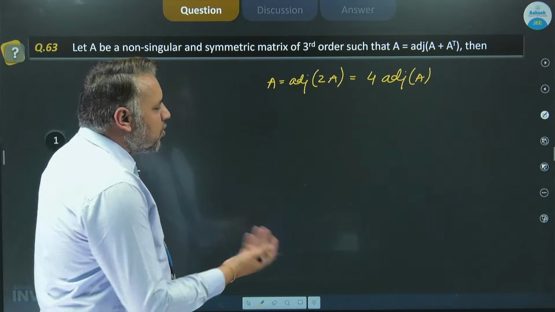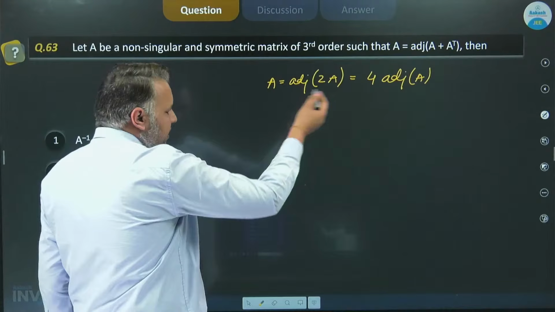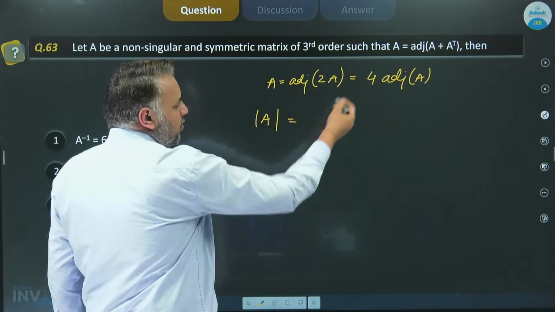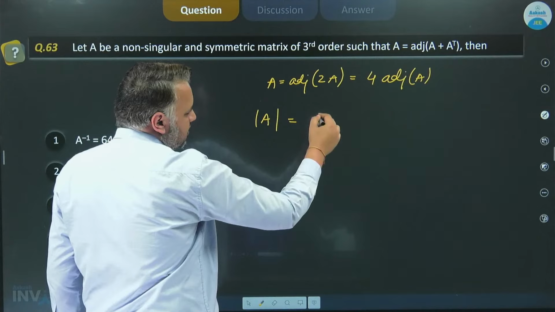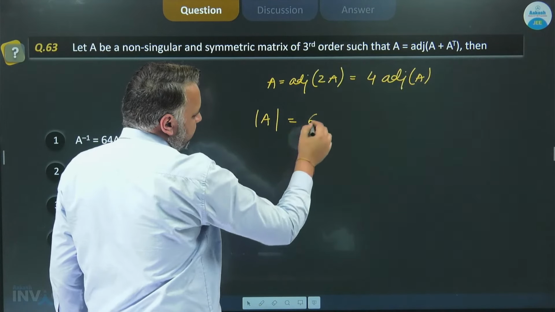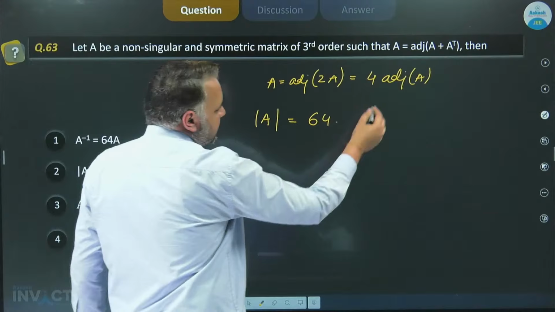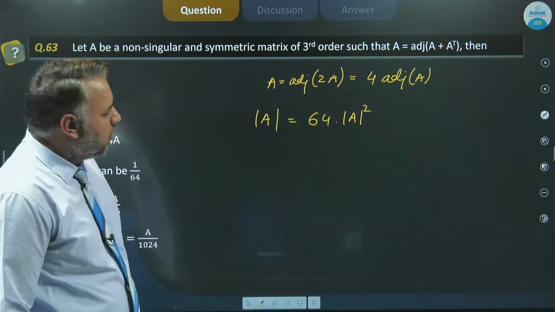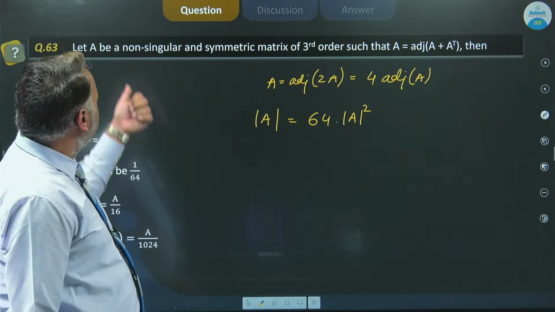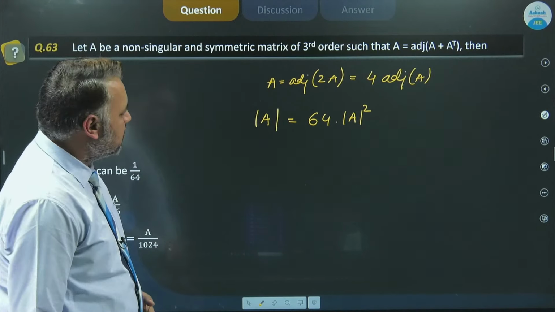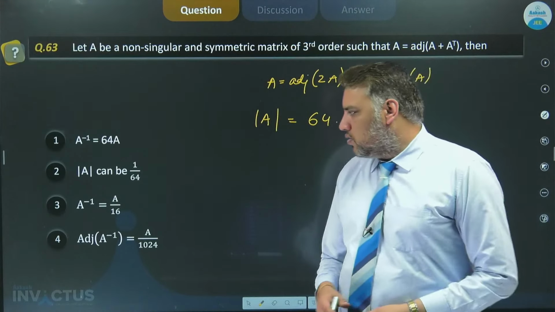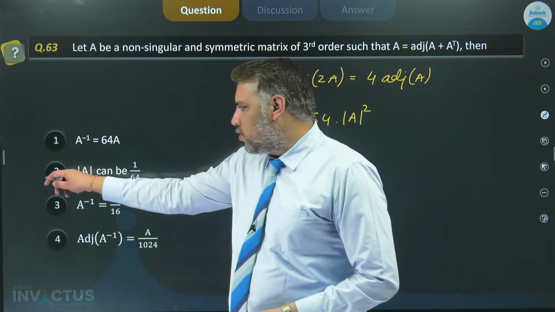Now applying modulus on both sides, taking determinant on both sides, determinant A will be equal to 64 times determinant of A square. Now determinant A is non-zero because it's non-singular. So determinant A can be equal to 1 by 64. So option 2 is the correct option.